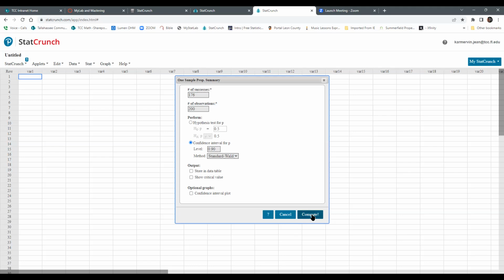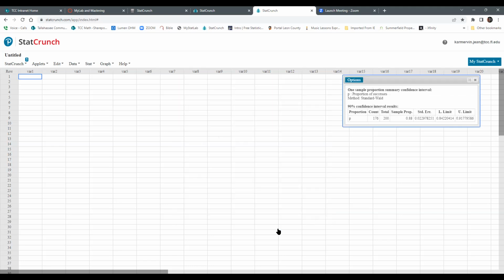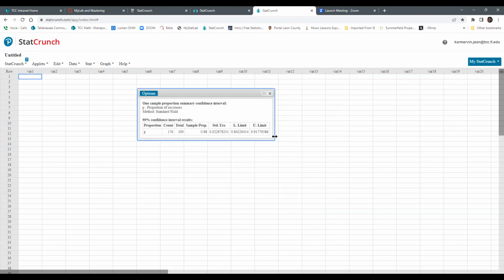Let's see if our answer matches. So this is what happened. As you can see here, StatCrunch says the lower limit is 0.842, and the upper limit is 0.9177. Okay. So the sample proportion was 0.88. The total people you surveyed was 200, and 176 say they survived. The standard error is given to you as well. It's going to be 0.0229 something. So here you got the interval.